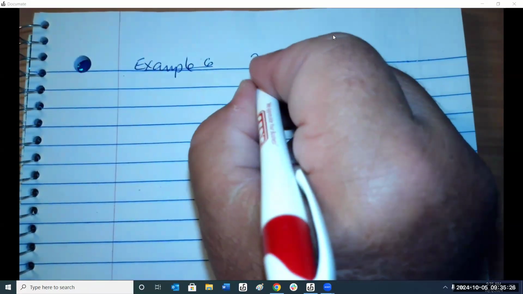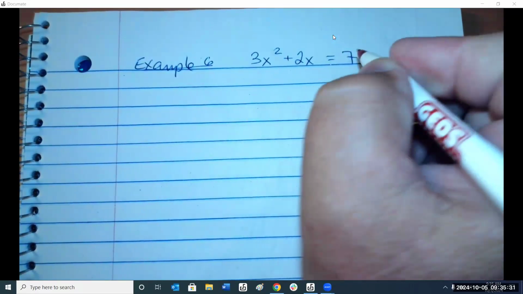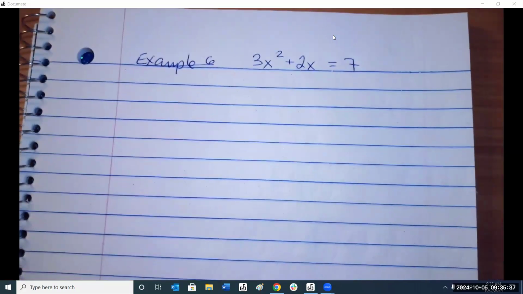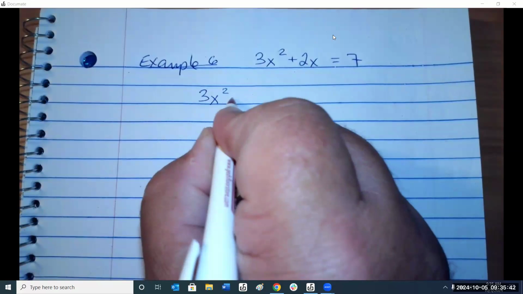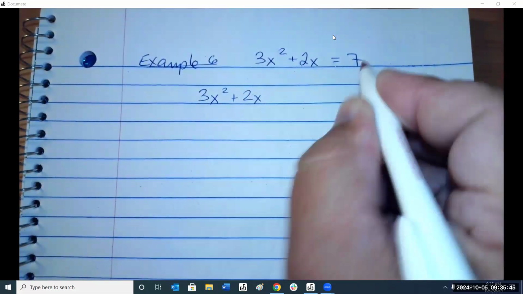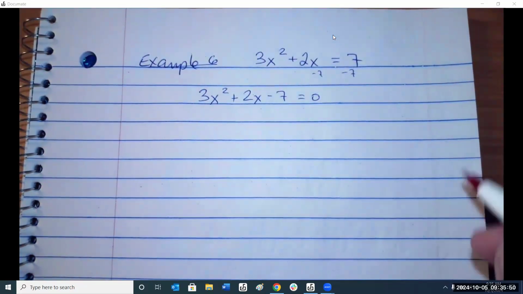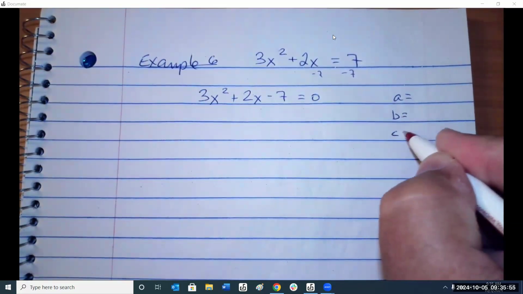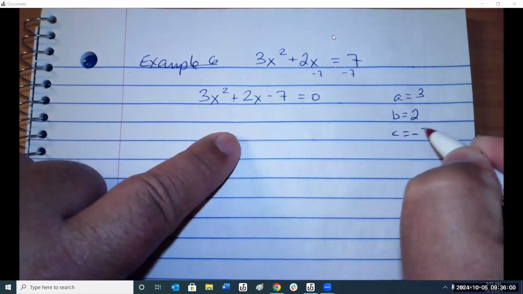Example 6. What if we had 3x squared plus 2x equals 7? So the first step has to be equal to 0, so subtract 7 from both sides. Second step, label A, B, and C. A is 3, B is 2, C is negative 7.